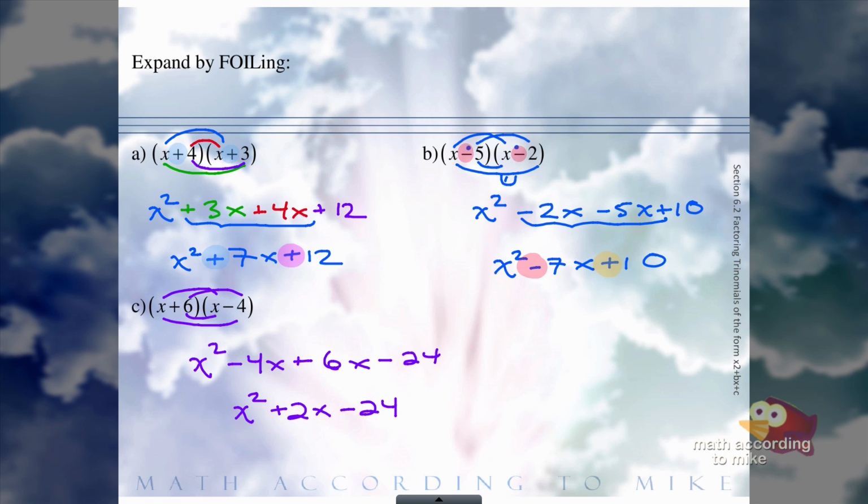If the second sign is negative, like in part C, then the bigger number gets the first sign. So plus goes to the bigger number. 6 is bigger than 4. So if the second sign is negative, that means you're going to have different signs, one positive, one negative. And the bigger number gets the first sign. In this case, since we had a plus 2x, the plus goes on the 6.